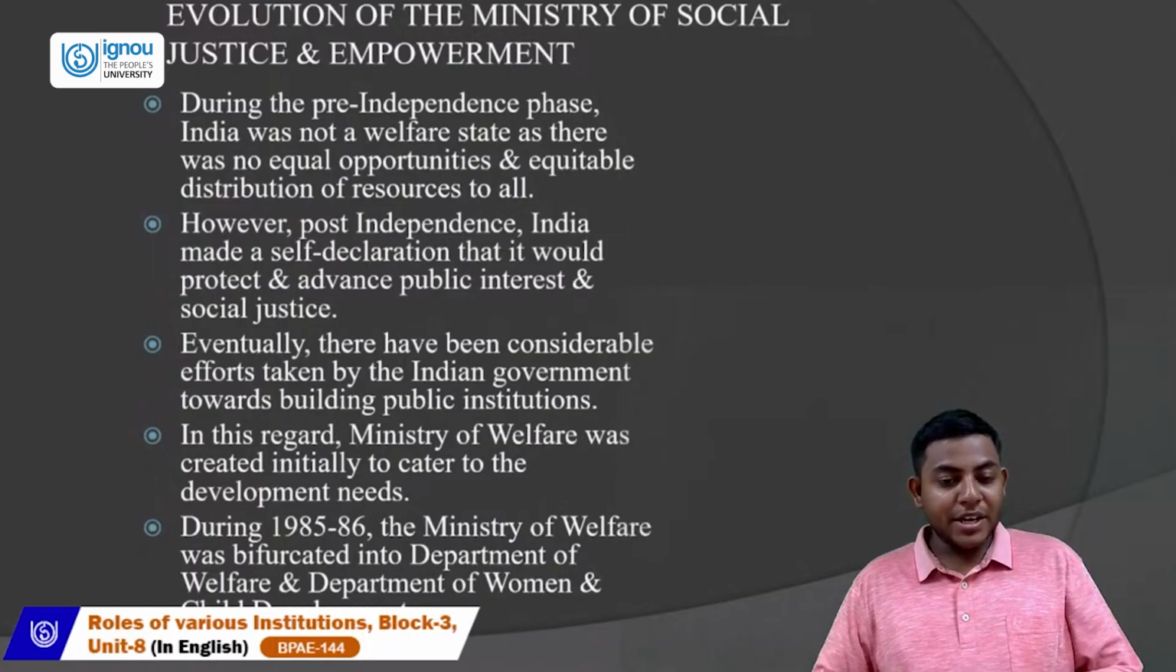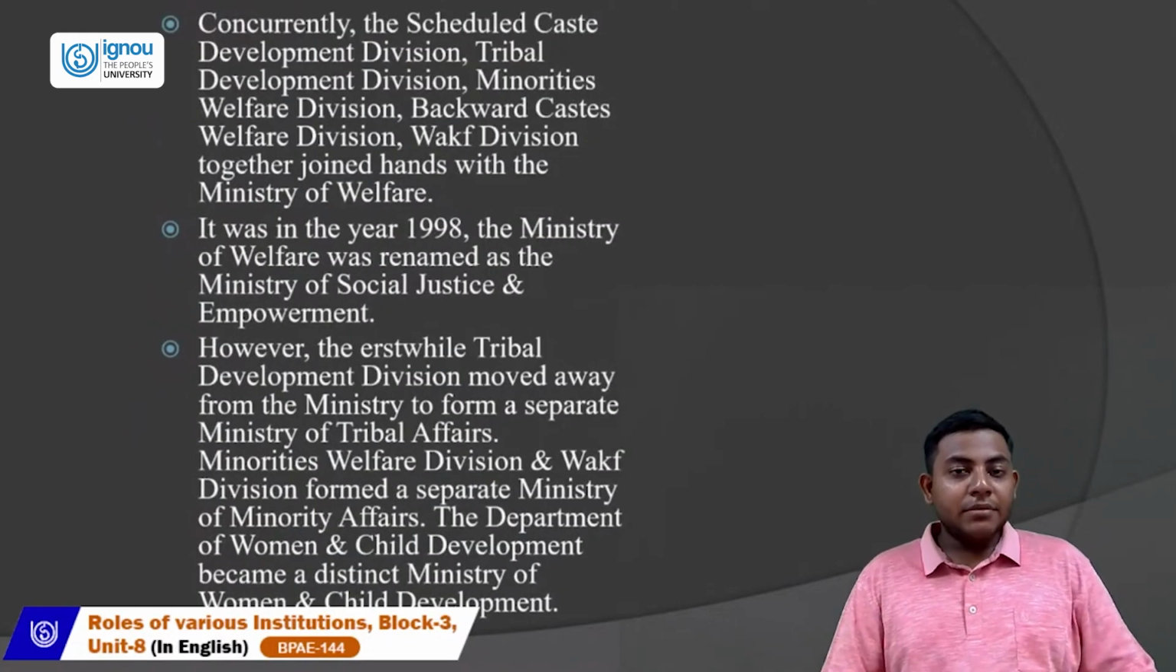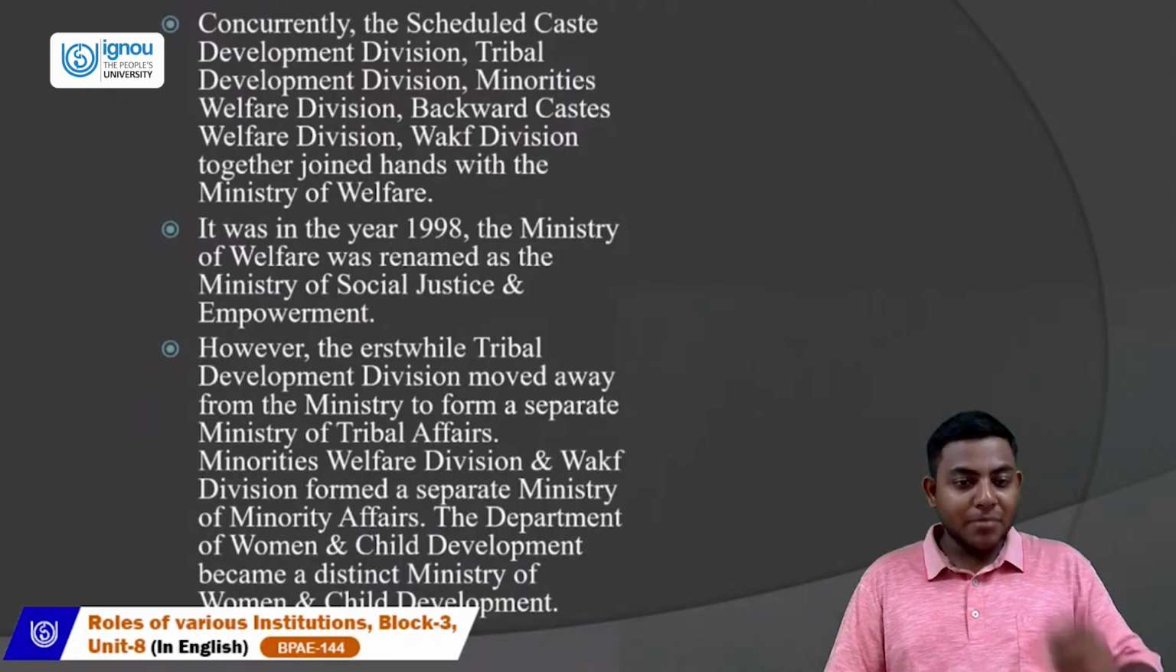During 1985-1986, the Ministry of Welfare was bifurcated into the Department of Welfare and the Department of Women and Child Development. Concurrently, the Scheduled Caste Development Division, Tribal Development Division, Minorities Welfare Division, Backward Caste Welfare Division, and Waqf Division together joined hands with the Ministry of Welfare. It was in the year 1998 that the Ministry of Welfare was renamed as the Ministry of Social Justice and Empowerment.